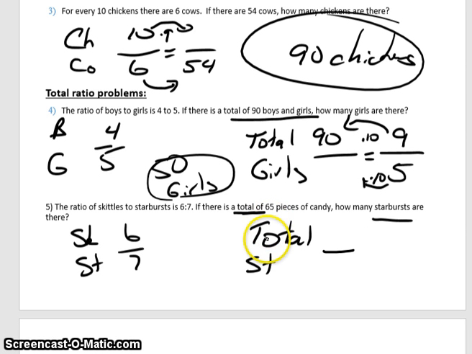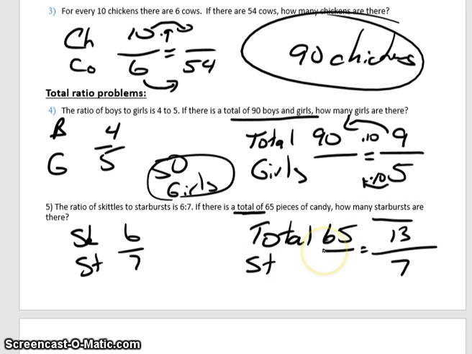So when I set up my ratio, all right, how many total are there? Well, there was 65 of them. How many Starbursts were there? Well, I don't know. So now I'm going to go to my original ratio. How many total were there? Well, 6 Skittles, 7 Starbursts, so it's a total of 13. And then how many Starbursts were there? Oh, yep, there it is. There was 7. Now we can solve.